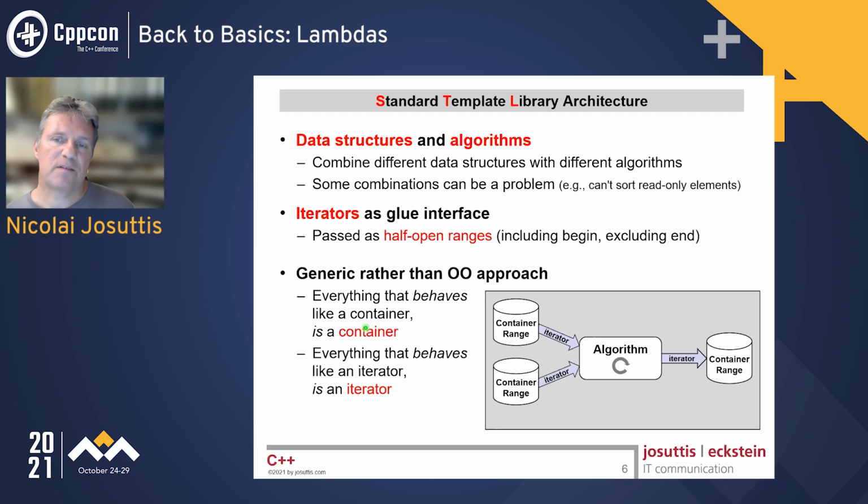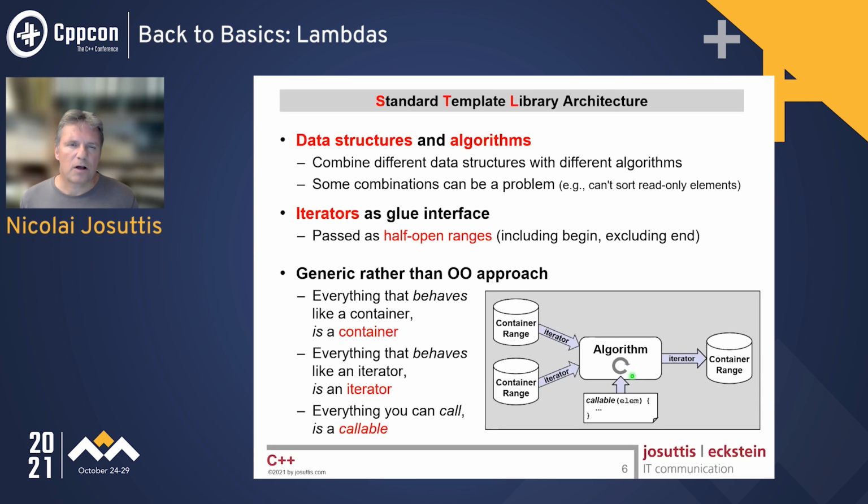And the third thing we have is that these algorithms sometimes need help, like our sort function. The sort function needs something to call to decide whether one element should be in front or behind the other element. We call this principle a callable, something we can call. And this can be a function pointer, a raw function pointer, or it could be a lambda, which is, as we will see, kind of an object that behaves like a function. Okay, and we have it everywhere.